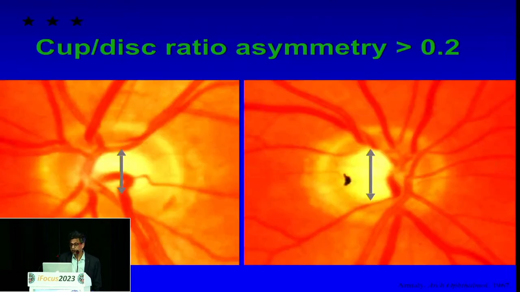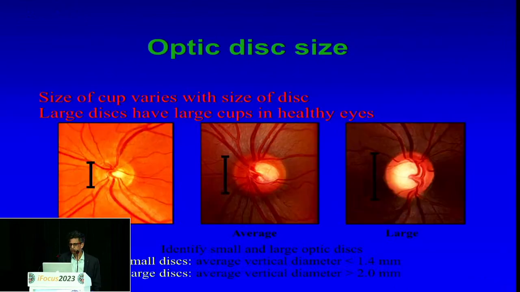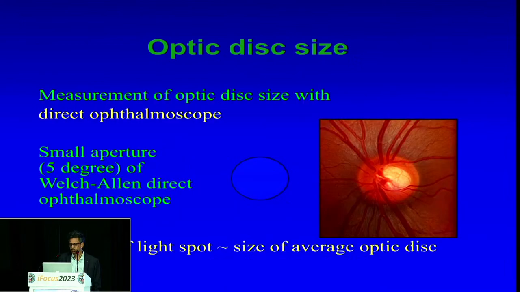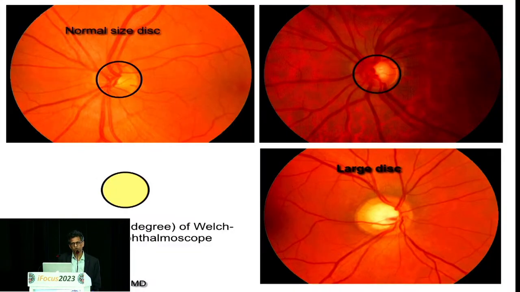So be careful. Again, you see asymmetrical cups. Yes, we were already taught that there will be an asymmetry of 0.2. We have to be very, very careful, and that is right that we have to be careful in that part. So you have to measure the size. The simplest thing that you have to do when you see these patients is measure the size of the disc. The average size is between 1.4 to 2 millimeters. So if you have a well-calibrated ophthalmoscope, the 5-degree spot will fit into a normal disc. If it is large or small, you will know.